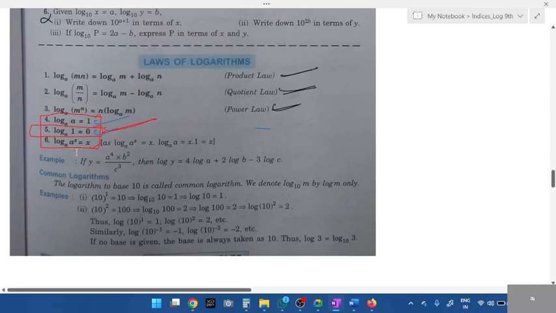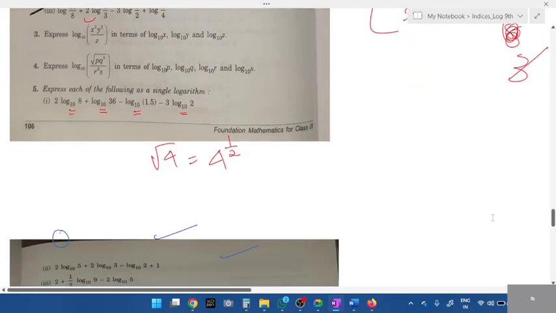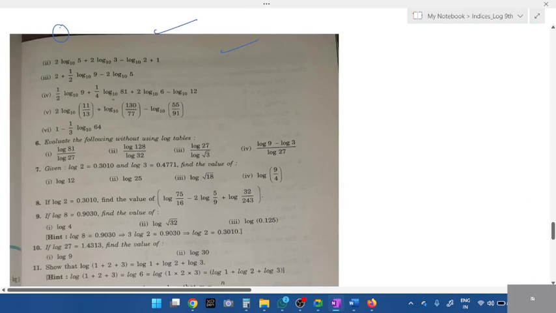Log 1 is 0. And even remember the 4, 5, 6 students. Point number 4, 5, 6. Try to memorize the concept. Log 1 is equal to 0. Log 10 is equal to 1. Don't get confused. Both are different. Okay, next question. Fine, we'll solve another one or two questions.